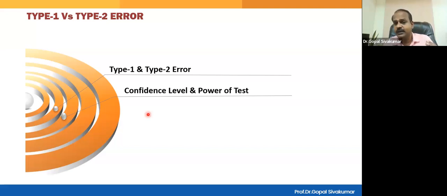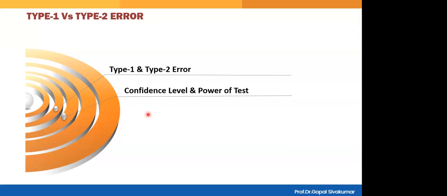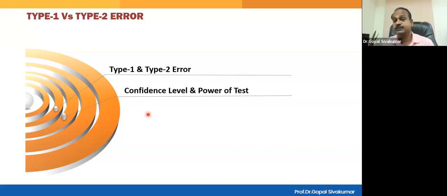Because the type 1 error will affect the company, isn't it? Type 1 error means the null hypothesis is true, but you still reject it. That means you are making an unnecessary change. The company will be very sensitive if you commit a type 1 error. You know that already. So always in hypothesis testing, type 1 error should be less than 5%.